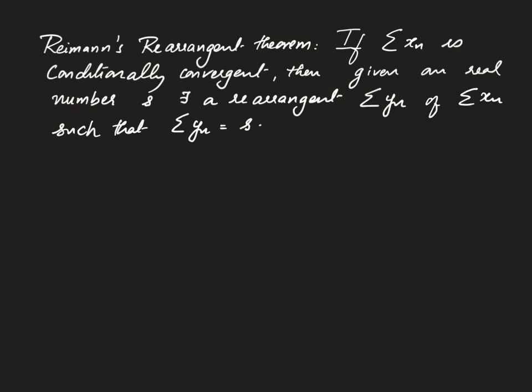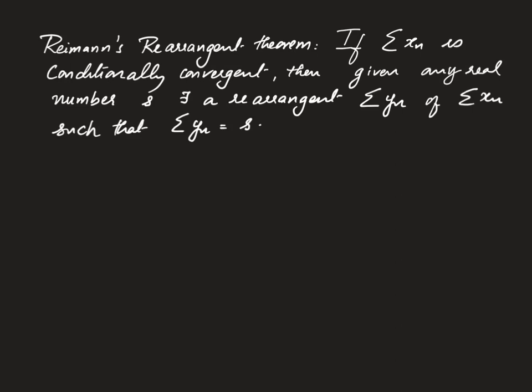Let us go through the statement of the theorem once more. If the series Σxn is conditionally convergent, then given any real number s, we can find a rearrangement yn of xn such that the series Σyn has value s. Let me give a brief sketch of the proof before actually jumping into the proof of the theorem.